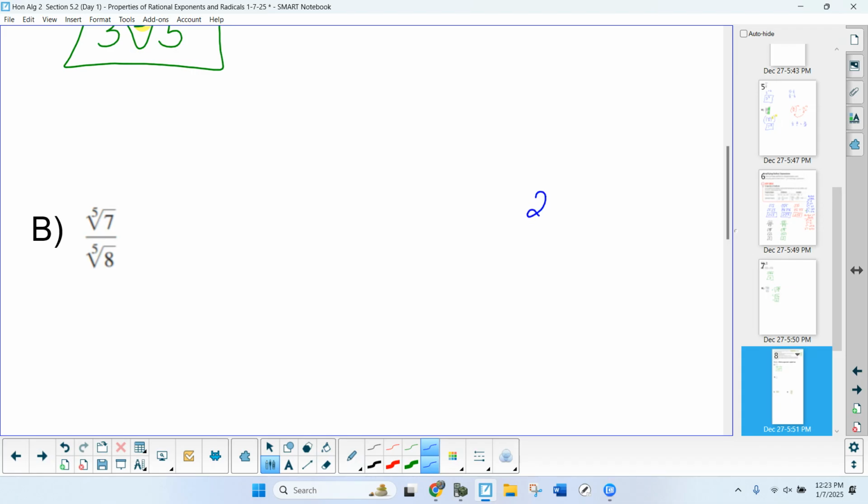So let's think about our perfect fifth roots. What's 2 to the 5th? 32. Could I turn this into a 32? Could you turn the 8 into a 32? Let's think about this. Could I make this that? What do you guys think? What would I have to multiply this by to get to that?